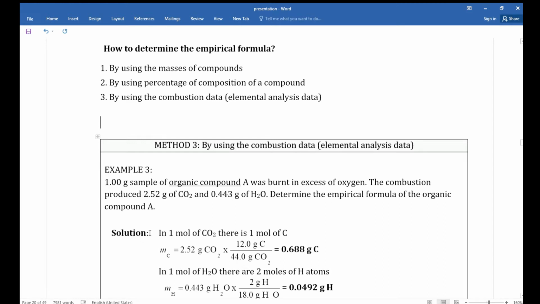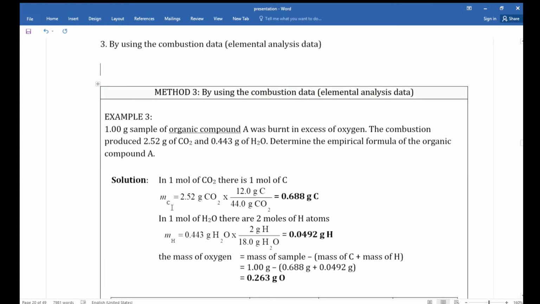So let's see the solution. The first step to solve this question is to find the mass of each element involved. The elements involved in this question are carbon, hydrogen, and oxygen. To find the mass of carbon, in 1 mole of carbon dioxide, there is 1 mole of carbon. Therefore, 12 gram of carbon divided by 44.0 gram of carbon dioxide, multiplied by 2.52 gram of carbon dioxide. So you will get the mass of carbon equal to 0.688 gram.